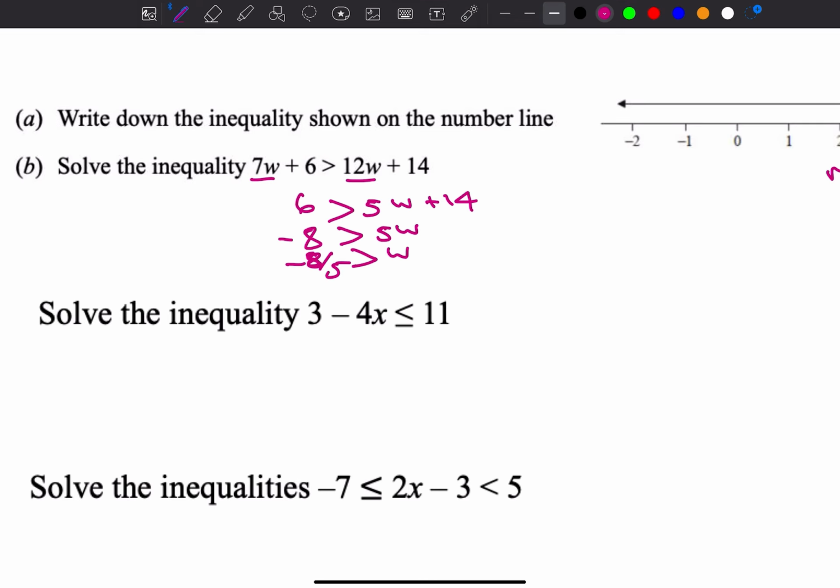Next one, take away the 3. So minus 4x less than or equal to, take away 3 is 8. When you divide it, 8 divided by minus 4 is minus 2. But because it's negative 4x, the sign will switch. Greater than or equal to. Whenever you are dividing by a negative, the sign has to switch.